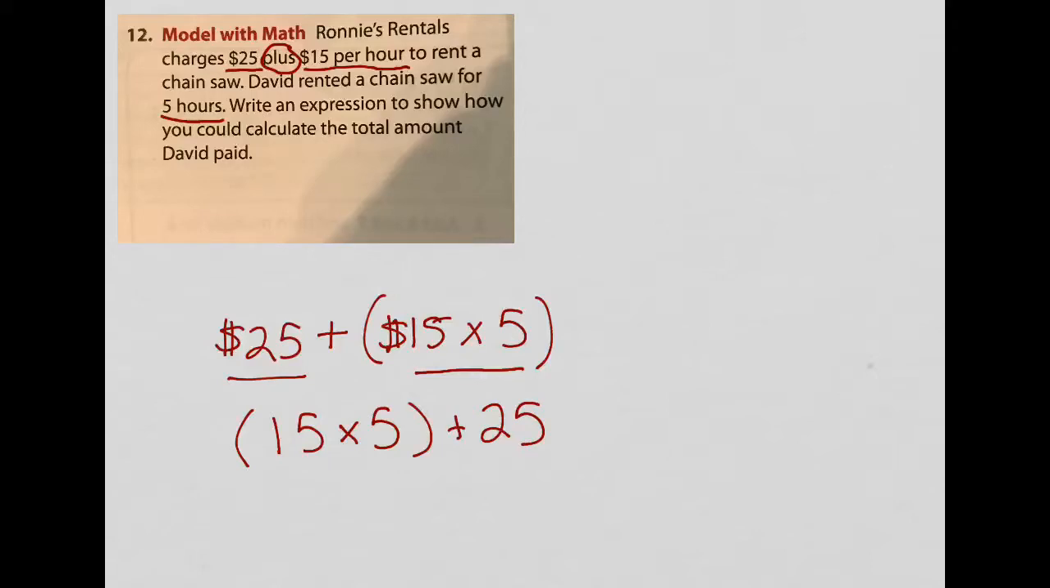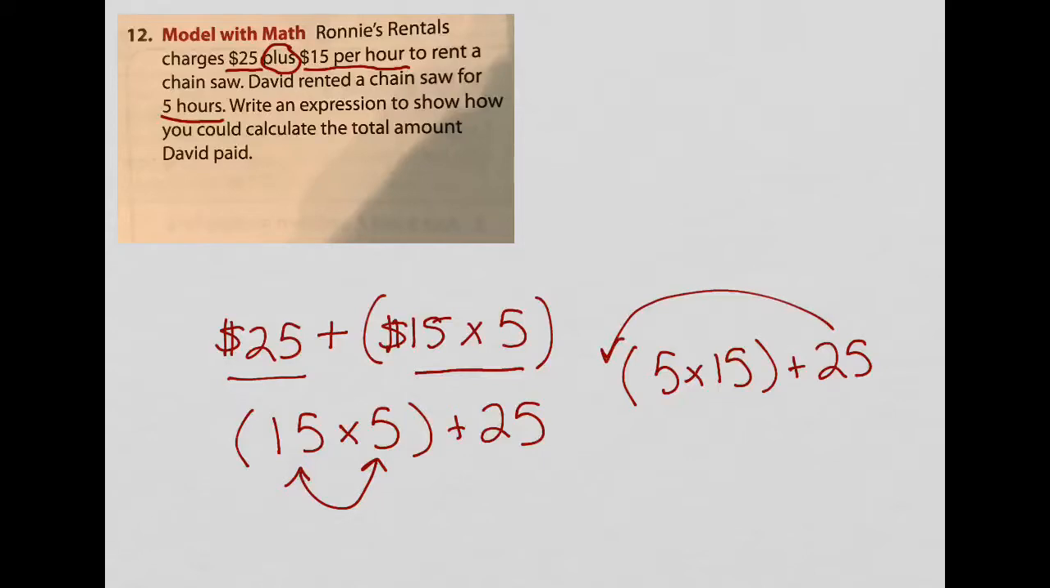Because of the commutative property for multiplication and addition, these two numbers inside the parentheses, the 5 and 15, can also be switched around. So if you wrote 5 times 15 plus 25, or had the 25 in the front, like the one example, you would be correct as well.